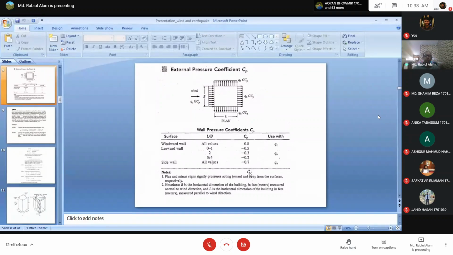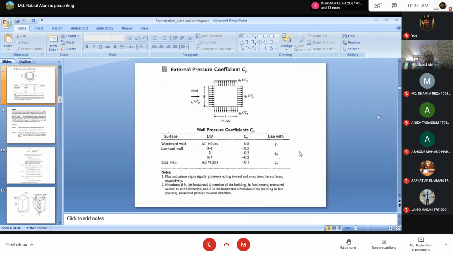Suppose your L by B ratio is 2. What will be the pressure coefficient? Your leeward side pressure coefficient will be 0.3. Clear? Okay. Whenever your L by B ratio is greater than 4, that means your length is very high and B is very small, in that case your leeward side pressure coefficient will be 0.2.